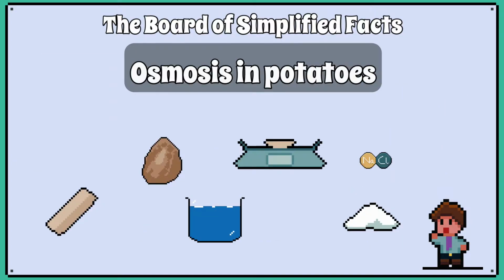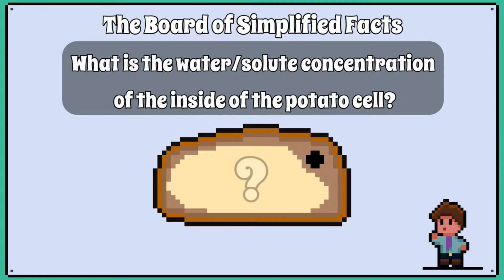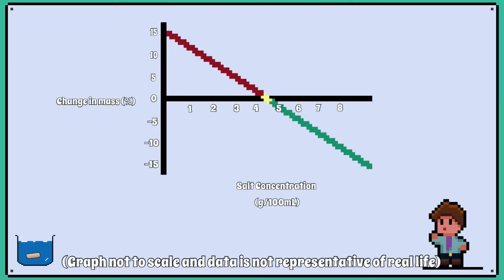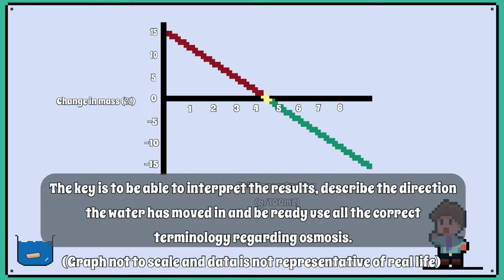We will now look at an experiment that demonstrates what happens when we put plant cells into different concentrations of water. The goal is to find out what is the water solute concentration of the inside of the cell. Measuring the change in mass of potato strips before and after placing them into solutions with different water concentrations, we can get the following results. You can easily get a similar graph in an exam question, but just with a different context. The key is to be able to interpret the results, describe the direction the water has moved in, and be ready to use all the correct terminology regarding osmosis.